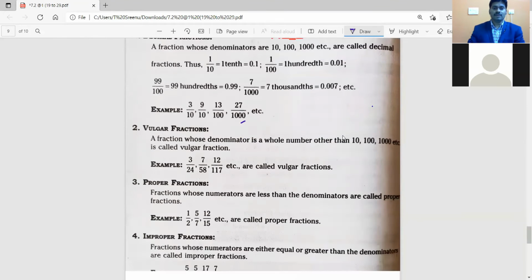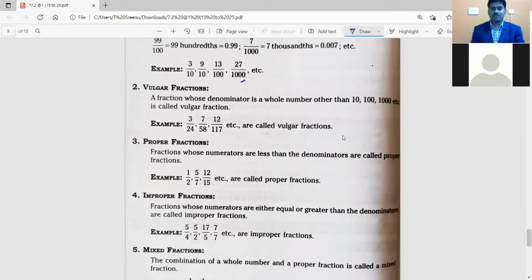Next, vulgar fractions. This is a new name we are hearing here. Vulgar fractions are what? A fraction whose denominator is a whole number other than 10. Means two types we are dividing here: one is 10 and one is not 10. 10 means decimal fraction, not 10 means vulgar fraction. This is a new name we can't see in our regular math.